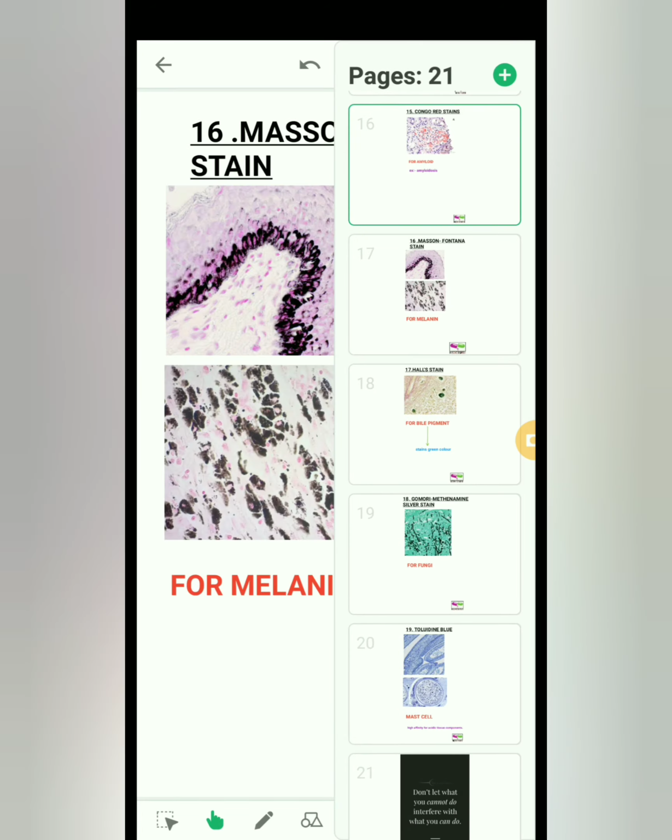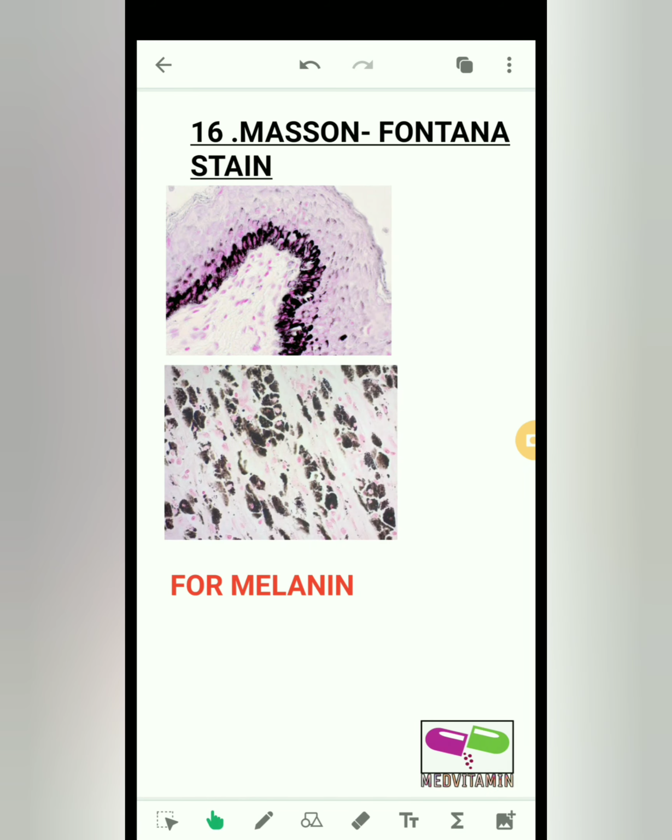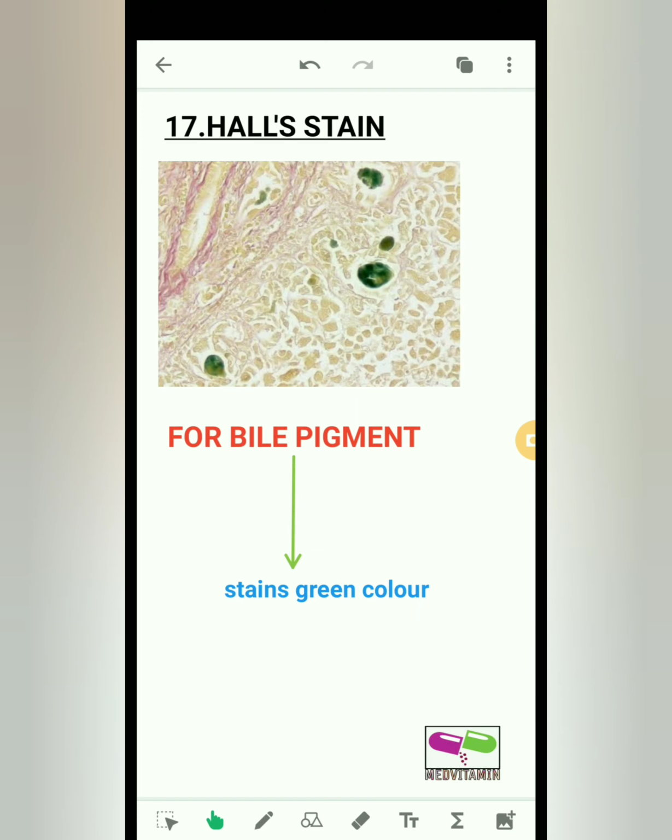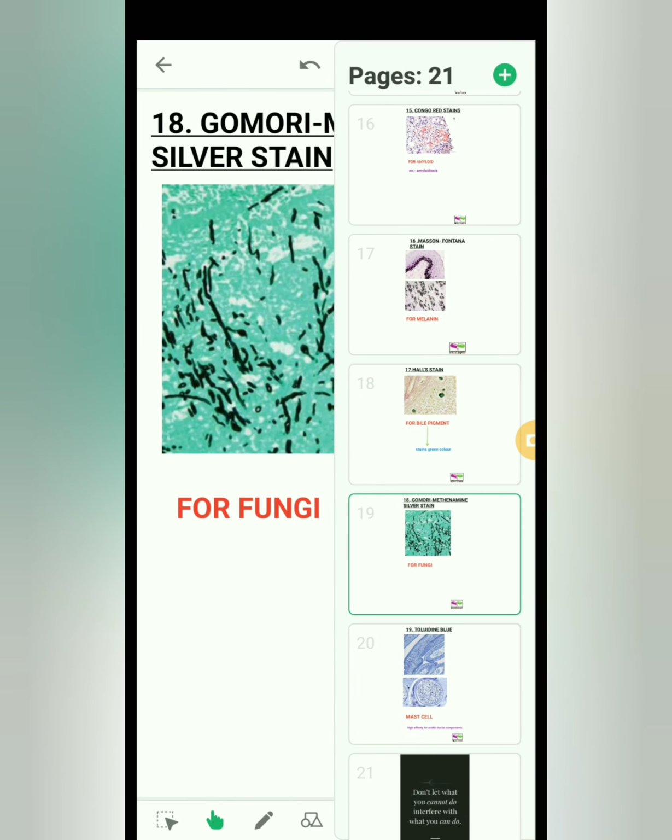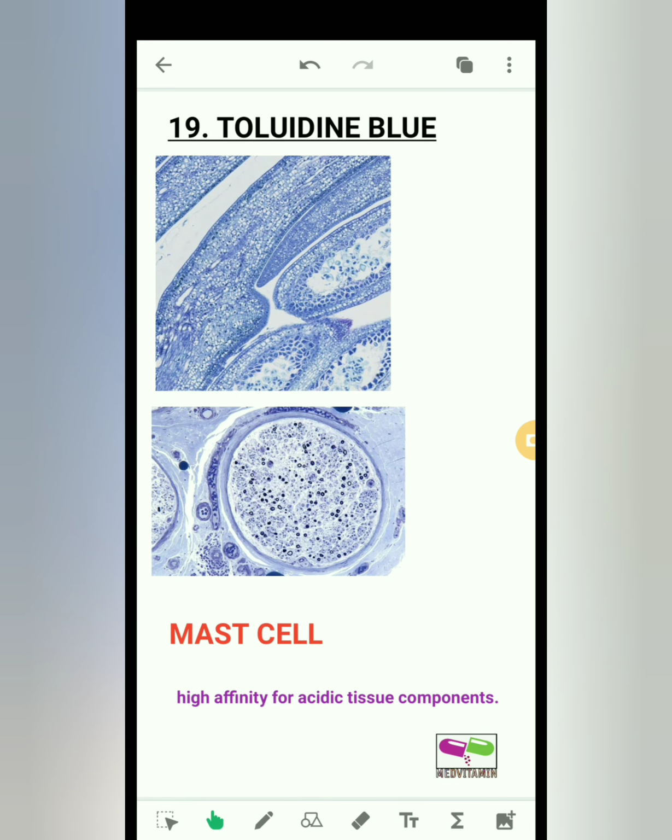Then the next slide is about the Masson Fontana stain that is used for melanin. This stains the melanin into blackish color. Then we have the Hall stain that is used for bile pigment, and that stains the bile into greenish color. Then we have Gomori methenamine silver staining that will stain fungi into blackish color. This helps to identify fungi even when present inside tissues. Then we have toluidine blue that has high affinity for acidic tissue components, hence used for mast cells.